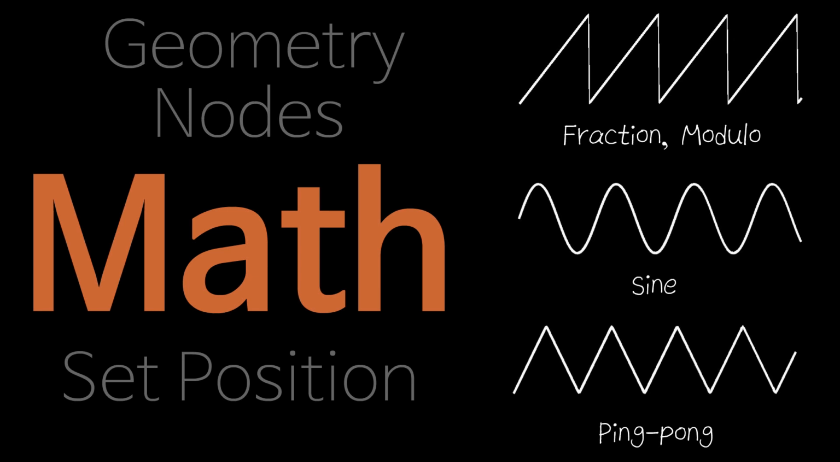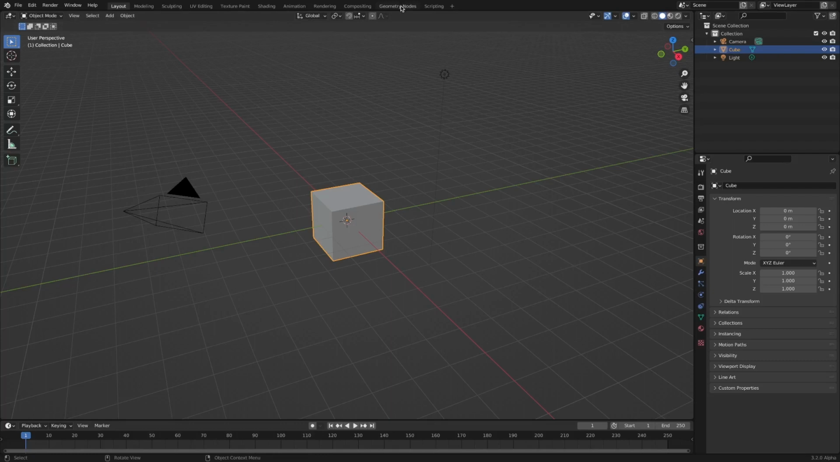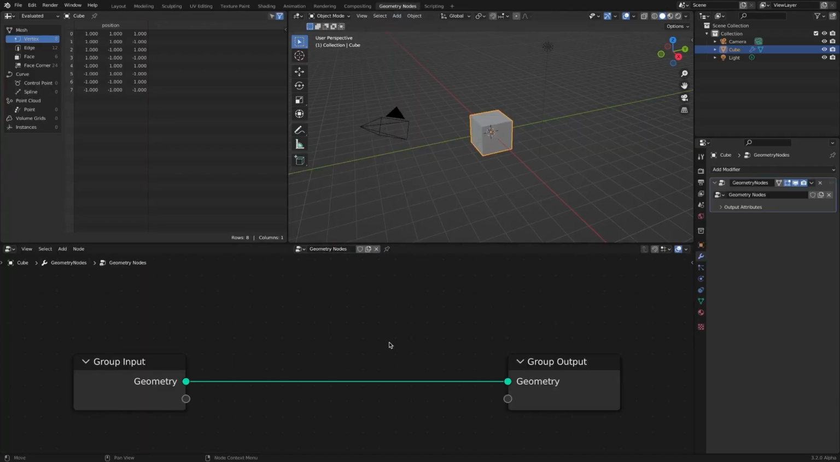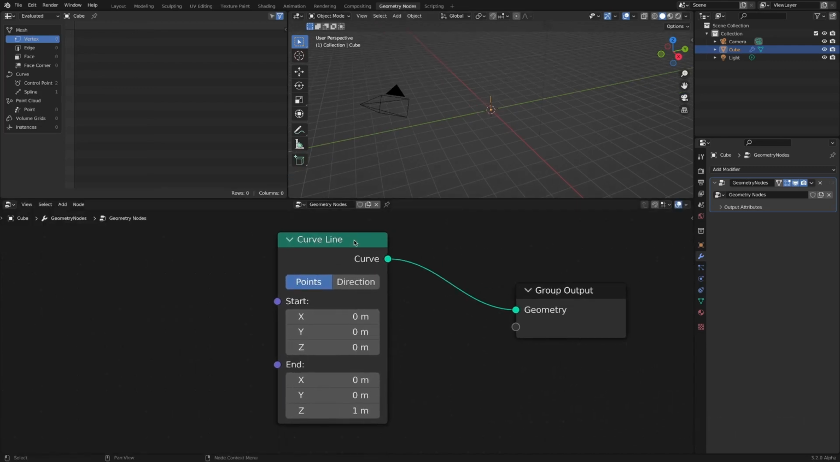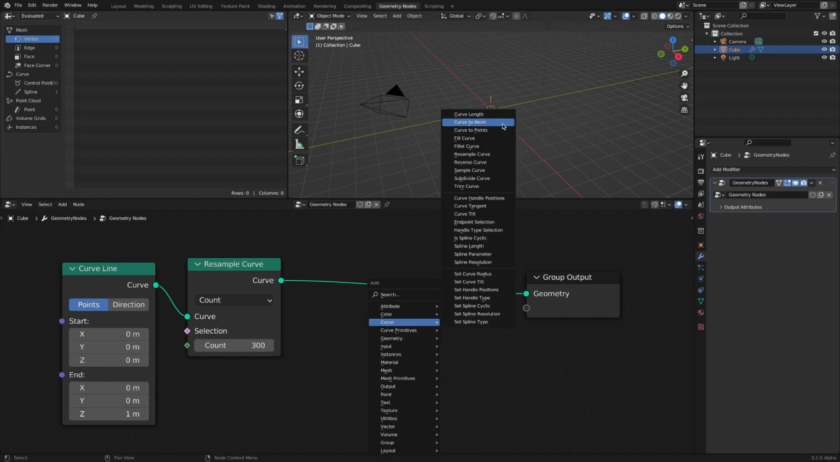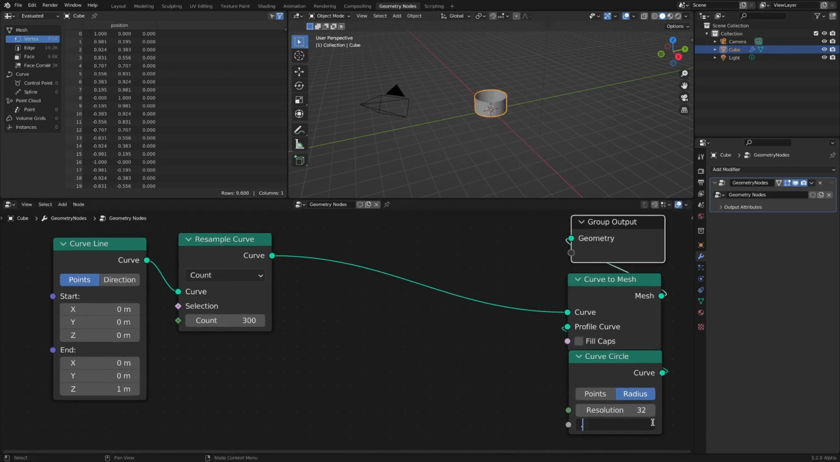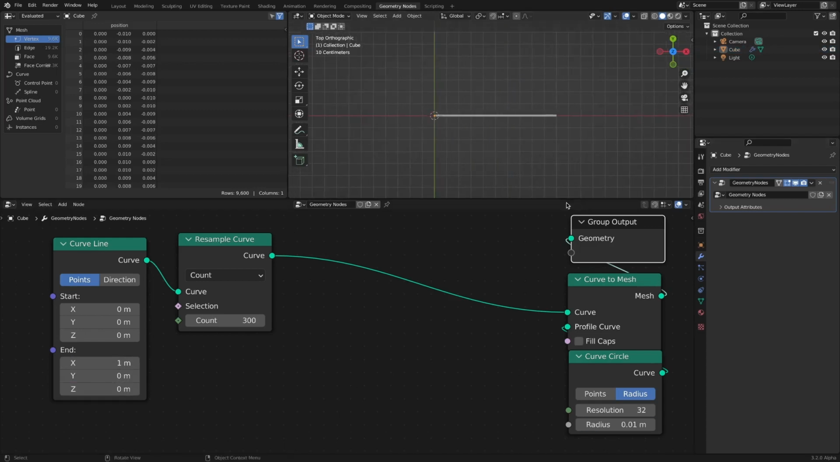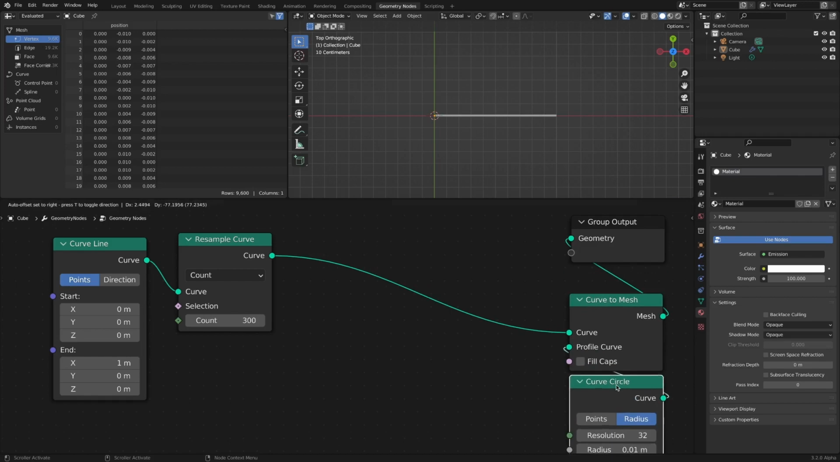In this video, we'll take a visual look at the math node of the geometry nodes. First, make the basic settings. Add a curve line. Increase the number of vertices. And add a curve to mesh node to render it as a thin line. Also, add a set material node so that the emission material will be applied.